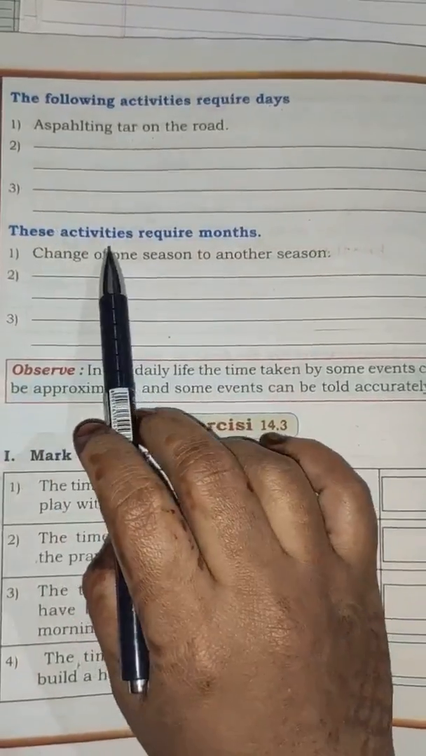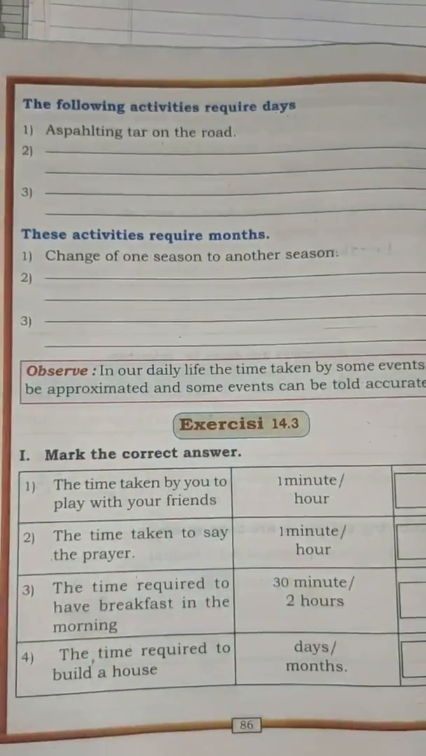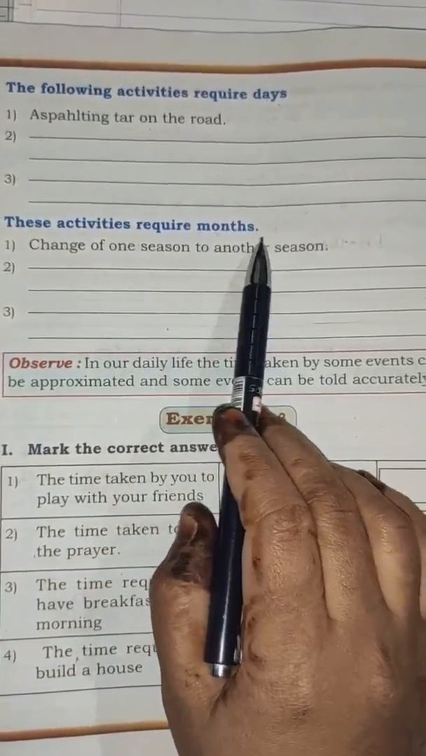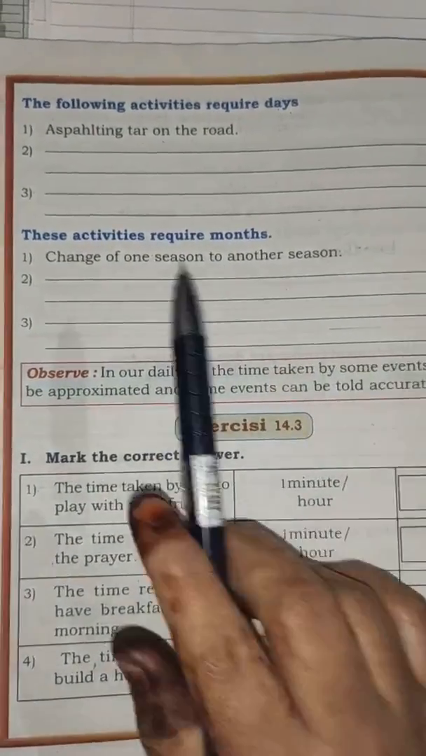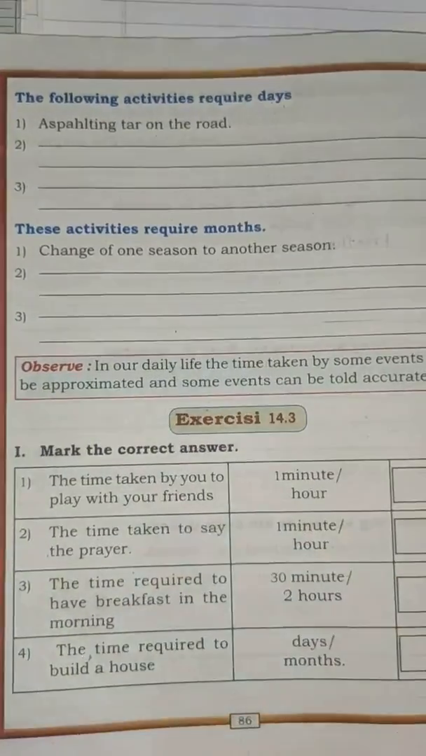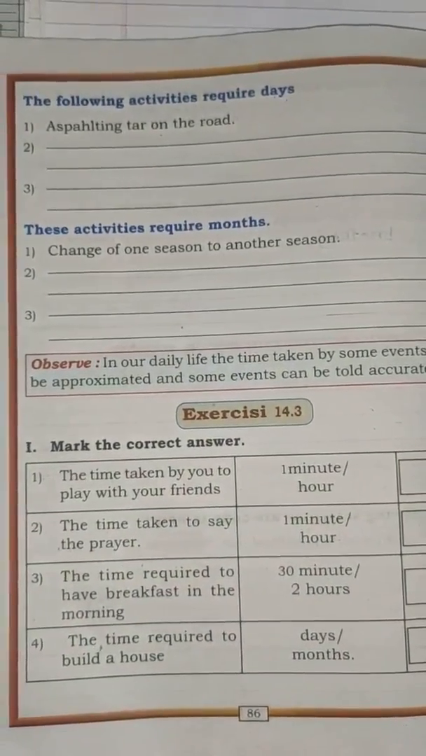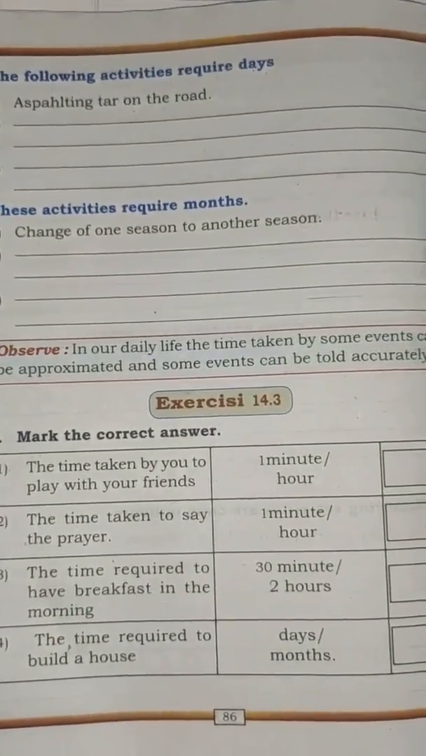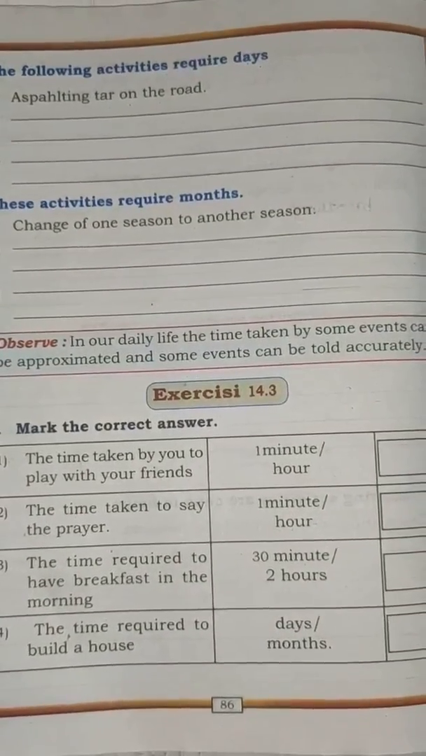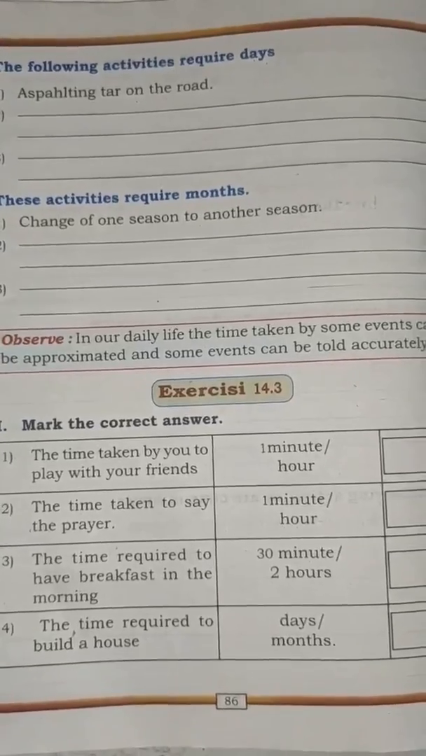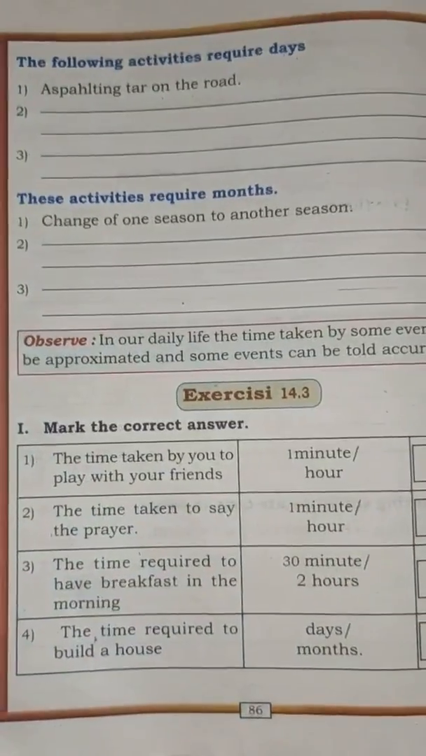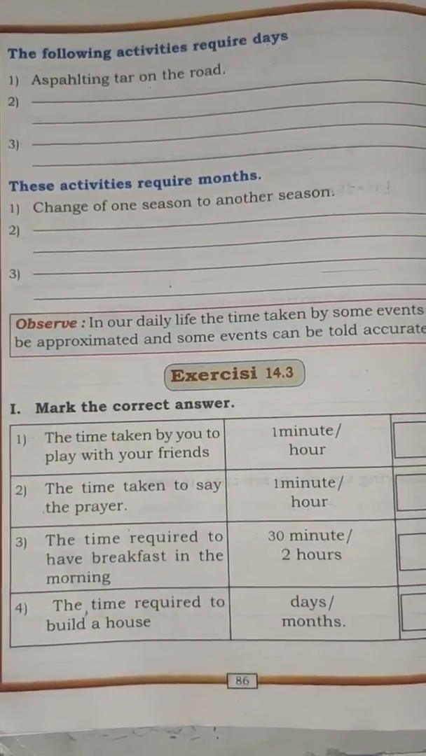Next is, these activities require month. So here you have to write some of the activities which requires month to get complete. For example, change of one season to another season. It takes months. Yes or no? Next, construction of a house, building of a house, it takes months. It will not happen within 2 or 3 days. It takes lots of time, means it takes months. Yes or no? Yes. In the same way, you just write one more activity here. Okay, children, just think and write it.